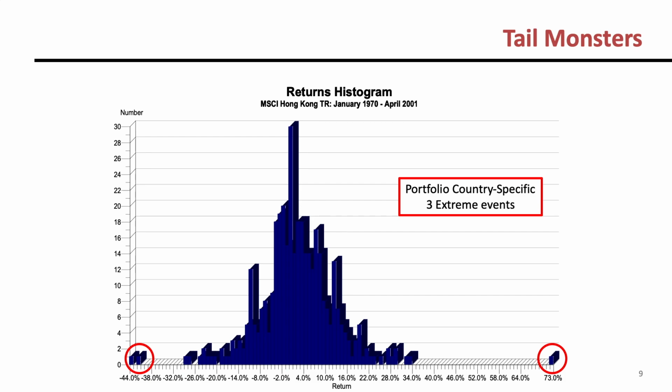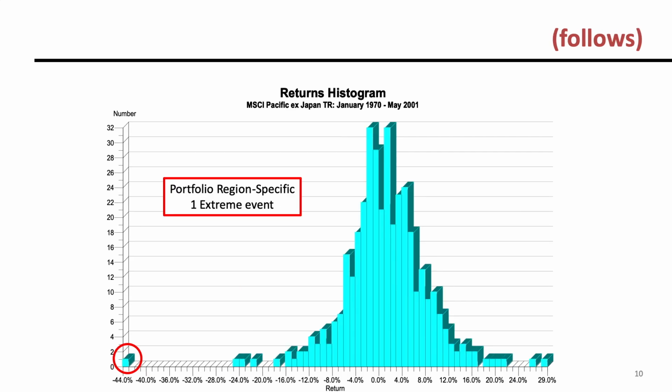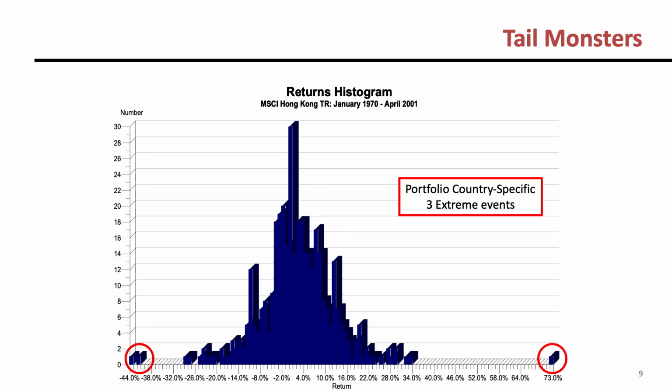So if you move from Hong Kong and we look at Pacific ex-Japan, so basically these are all the emerging markets in the Pacific, we already got rid of 2 of the tail monsters. We got rid of the 73%, and then we got rid of 1 of the 2 negative ones. It means that out of these 3 extreme events, 2 were country-specific. They were specific to Hong Kong. The moment our portfolio is diversified, and Hong Kong only weighs like 5% in our portfolio, or 10%, we get rid of them.